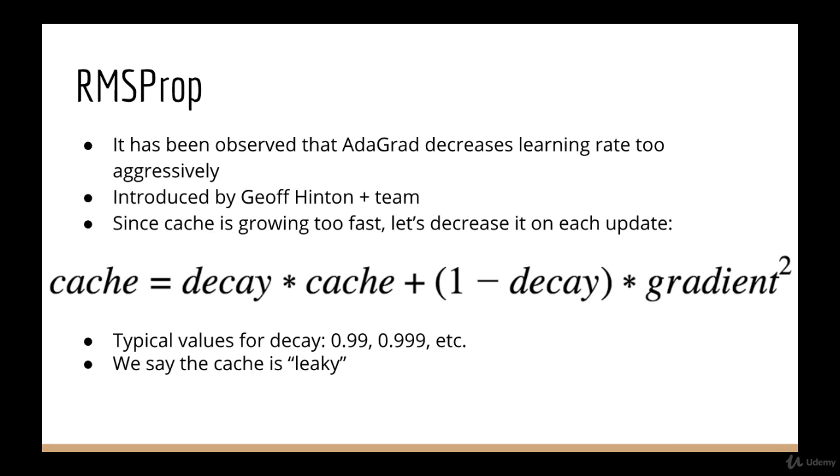So by doing this, we say that we're making the cache leaky. And the reason it's leaking is because you can imagine that if we had 0 gradient for a long time, eventually the cache would shrink back down to 0 because it would be decreased by the decay rate on each round.